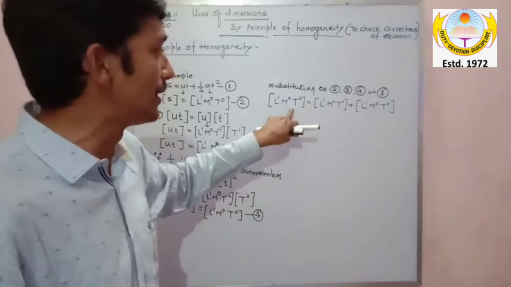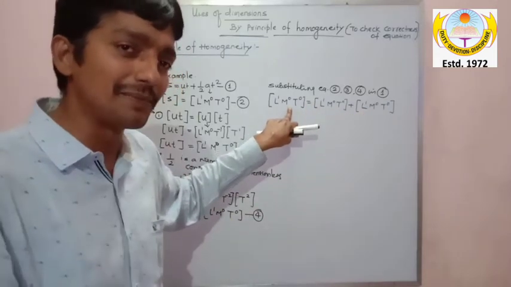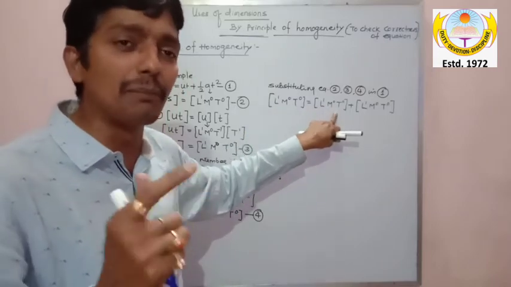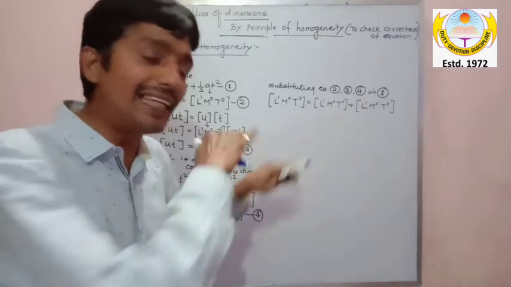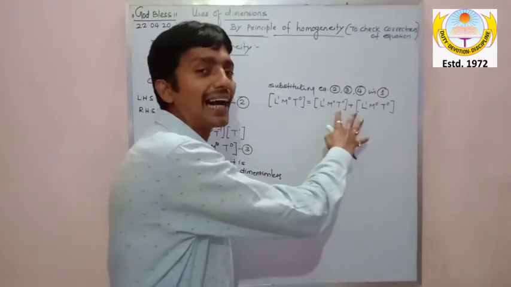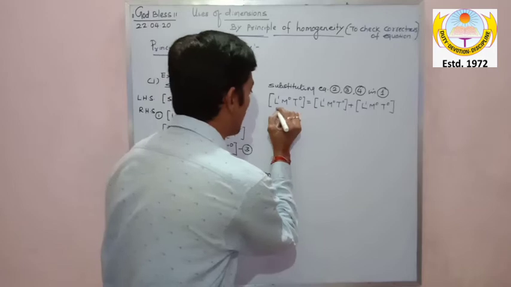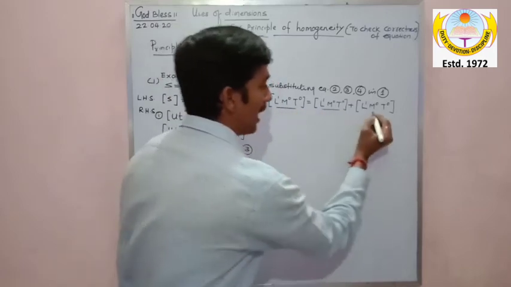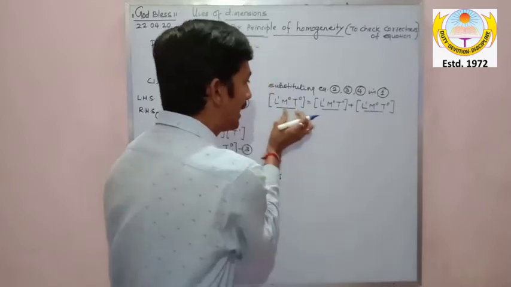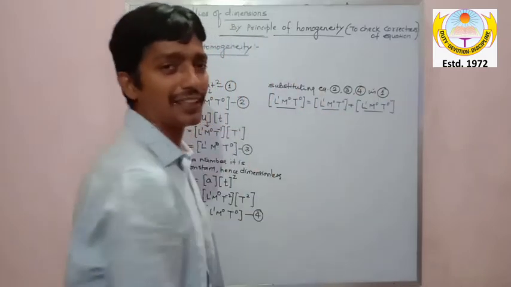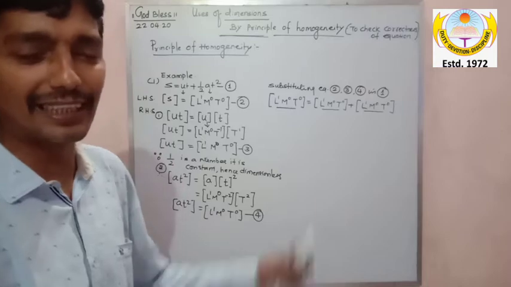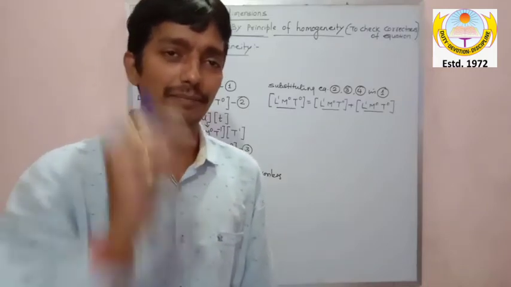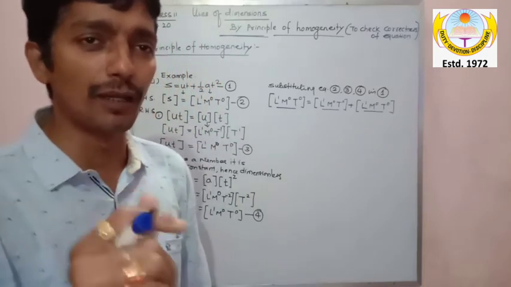What is the meaning of this? Each term of the LHS and each term of the RHS, that is each term of LHS and RHS, has the same dimension. L1 M0 T0, L1 M0 T0, L1 M0 T0. Every term has the same dimension. You can see, and that is the principle of homogeneity. That is the principle of homogeneity.